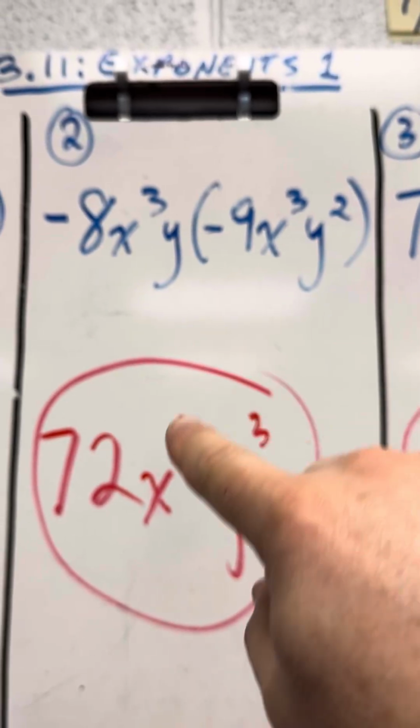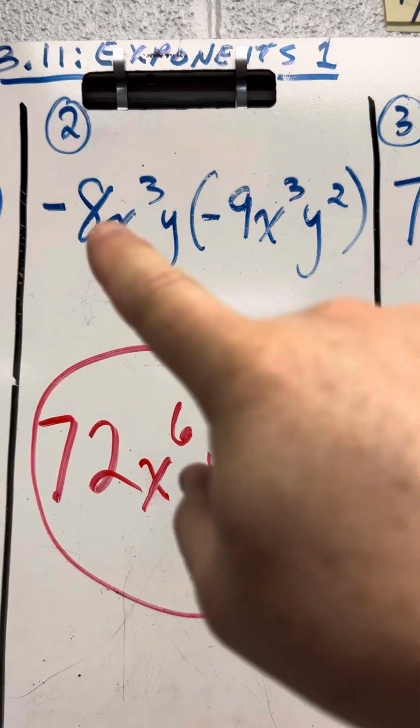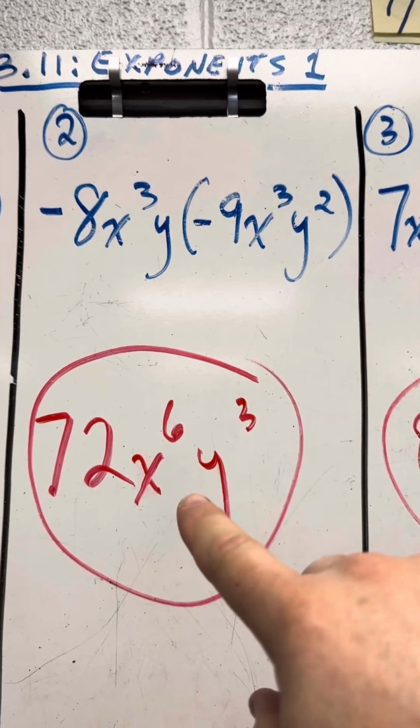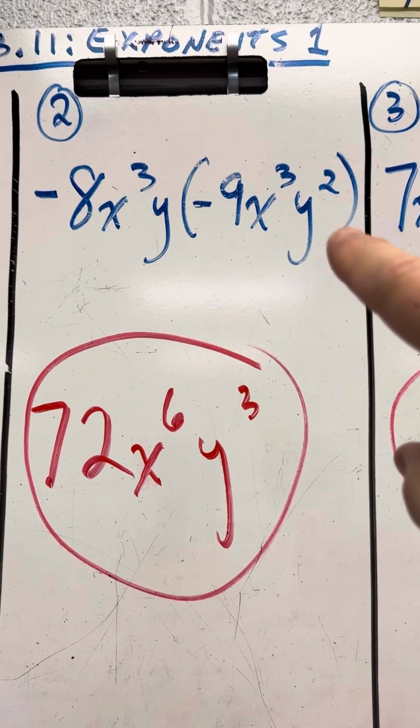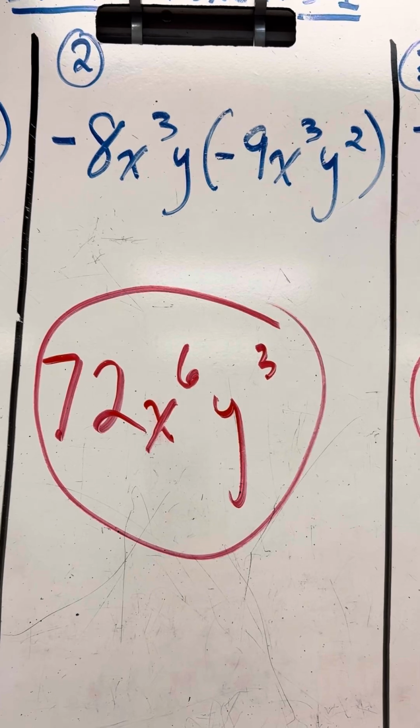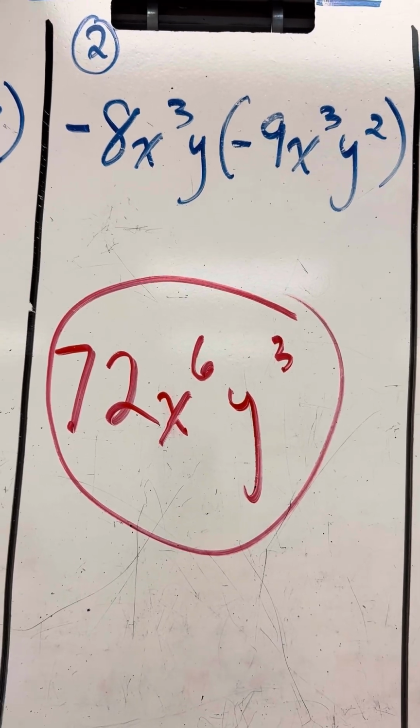Negative 8 times negative 9 is positive 72. X to the third makes x to the sixth. Y is the same as y to the first times y to the second makes y to the third, because 1 plus 2 is 3, right?